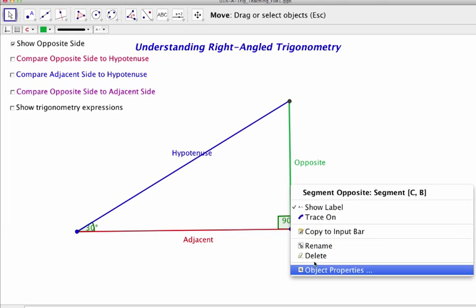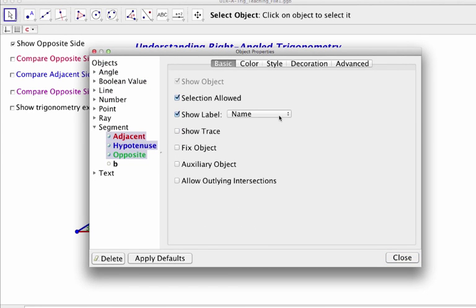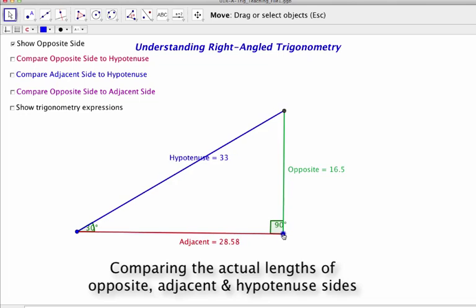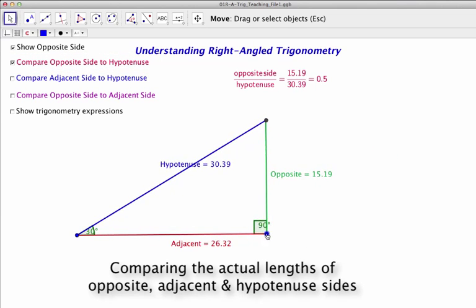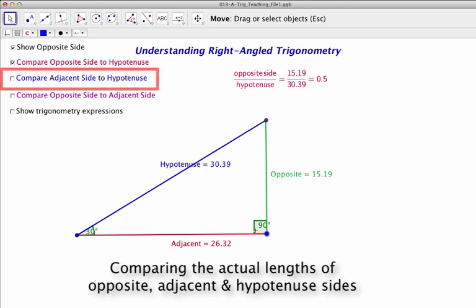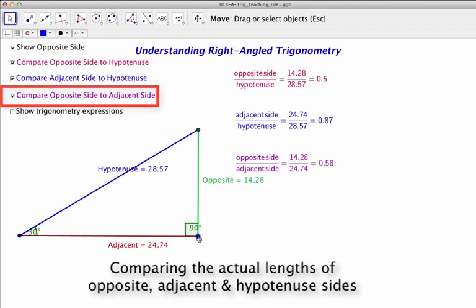Then, by again right-clicking and accessing Object Properties, selecting all three sides, and selecting Show Name and Value, the students can see how close their percentage estimations have been. Then by choosing Compare Opposite Side to the Hypotenuse, we get to see those percentages, expressed as decimals, dynamically. The same for adjacent to hypotenuse and for opposite to adjacent.